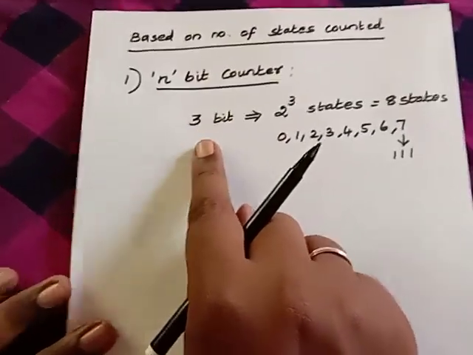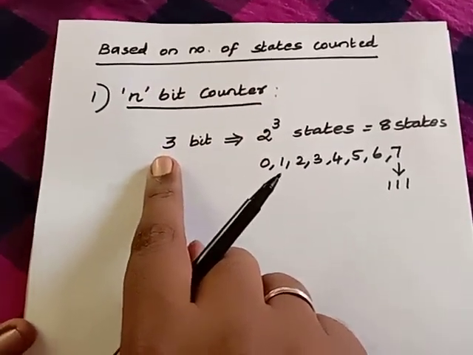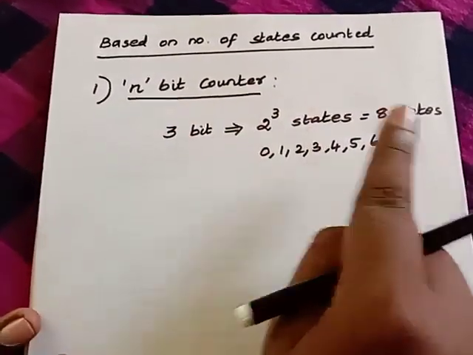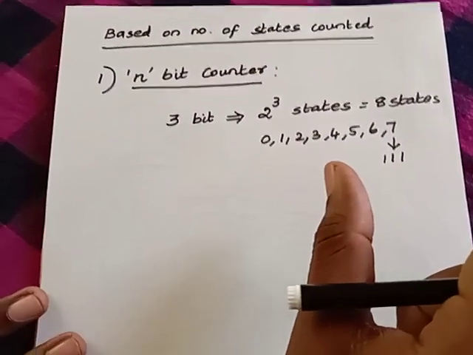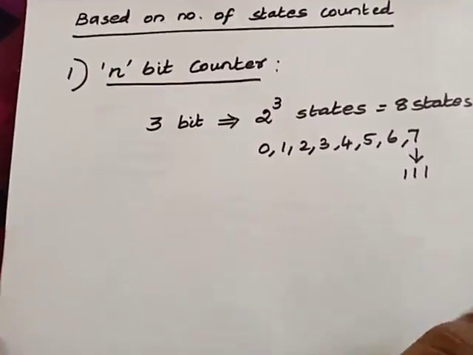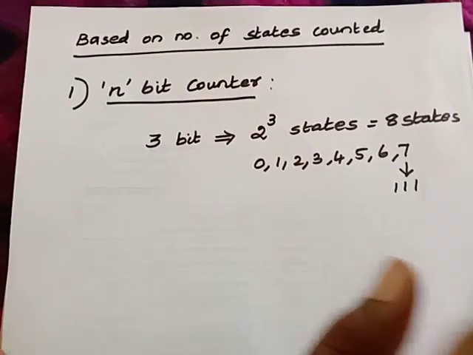Now here in an n-bit counter, if it is 3-bit, the total number of states will be 8. If it is 4-bit, 16 states, like that and so on. That means it will be a fixed count counter. That means if it is 2-bit, it will count 4 states.